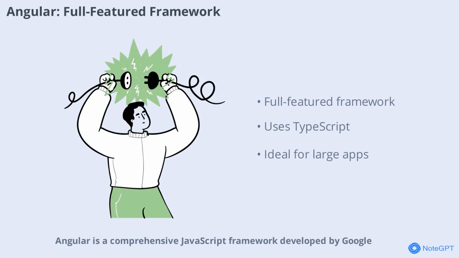Angular is a comprehensive JavaScript framework developed by Google. It provides everything you need to build large, scalable web applications, including data binding, dependency injection, and powerful routing. Angular uses TypeScript, a superset of JavaScript, to add static typing and advanced features. Its robust structure makes it ideal for enterprise-level projects. We'll highlight Angular's key features and why it's a top choice for complex applications.